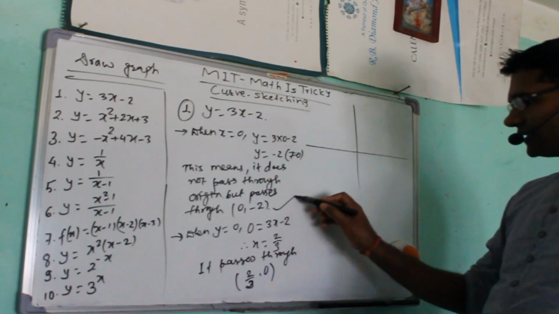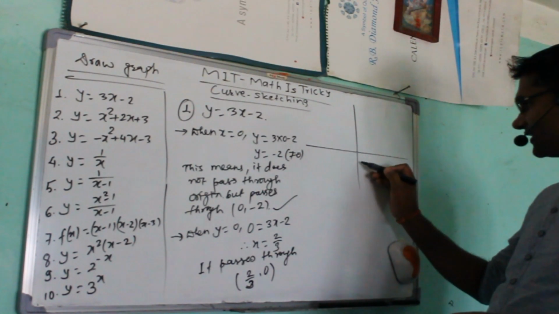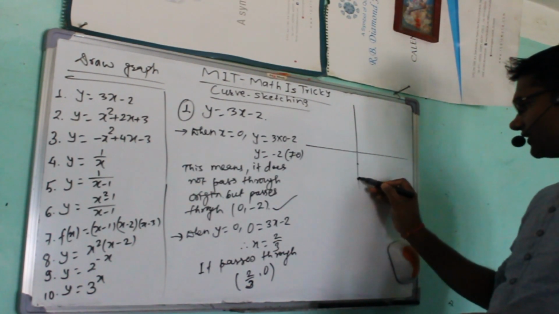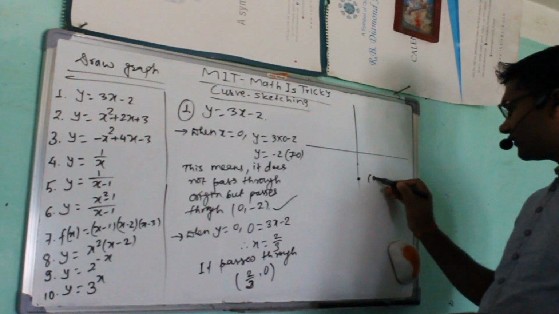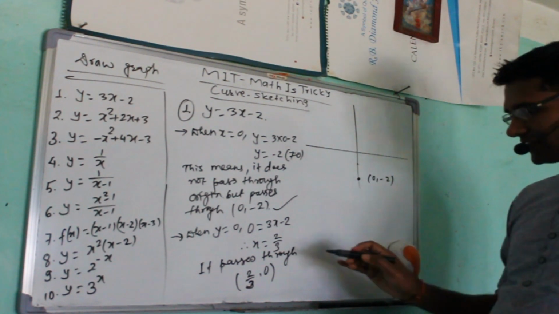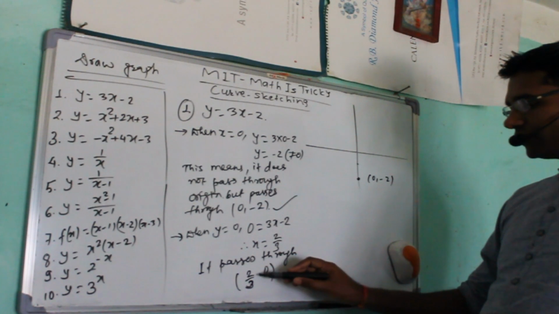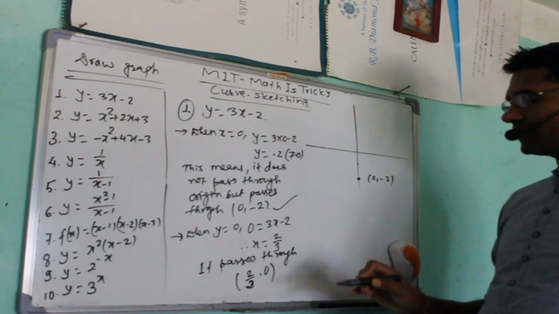So first point is (0, -2). 0, -2 means it is down, -1, -2. This is the point (0, -2), and it is here, (0, -2). Second point is (2/3, 0).